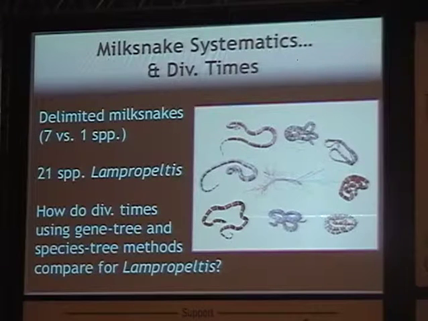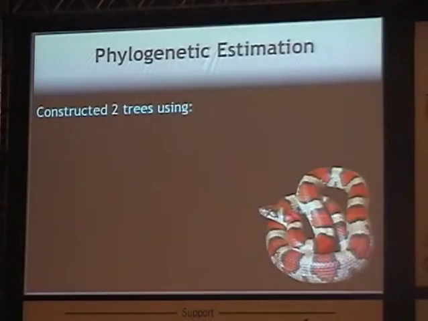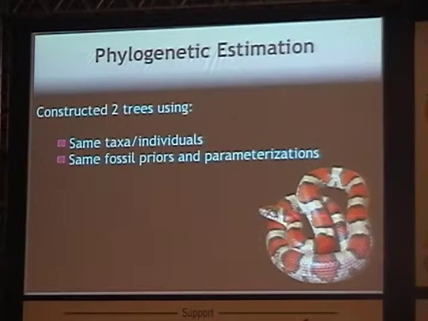And now that we've got a handle on how many species are in the genus Lampropeltis, we've added these 6 additional species through delimiting milk snakes, we can go back to those previous studies that show the Miocene times and look at how the divergence times using gene tree and species tree methods compare with one another for the genus Lampropeltis. So I constructed 2 trees using the same taxa, the same individuals, so the same 21 species, the same outgroups, the same exact individuals, in fact, so the same numbers of loci for everybody. The same fossil priors and parameterizations, and I want to point out that these fossil priors and parameterizations also matched the prior studies that dated this group. And then the same 10 loci.